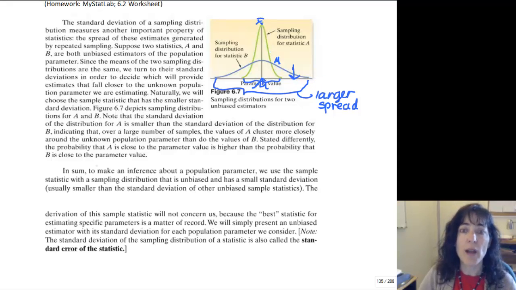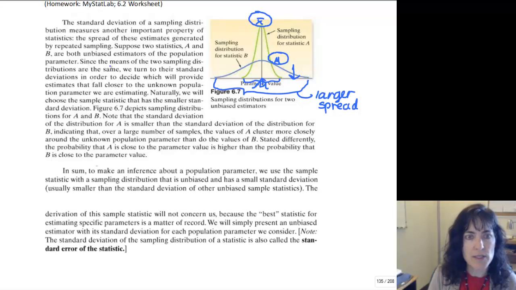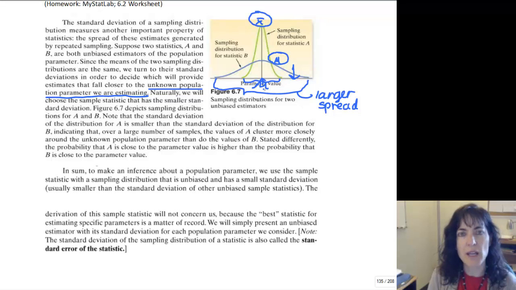So if you had to choose between, in this scenario that I'm giving you, the X bar and the median for this distribution, definitely choose the X bar because it has less error. Okay, so that's what we're talking about. Since the means of the two sampling distributions are the same, we look at their standard deviations. So that's the tiebreaker, and it'll give you which estimates fall closer to the unknown population parameter that we're estimating. So we want to be as close as we can to that mu, for example. Naturally, we'll choose the sample statistic that has a smaller standard deviation.